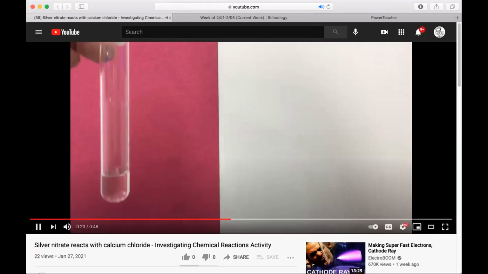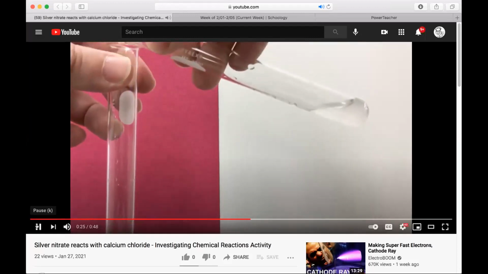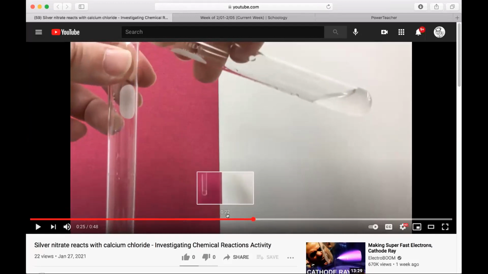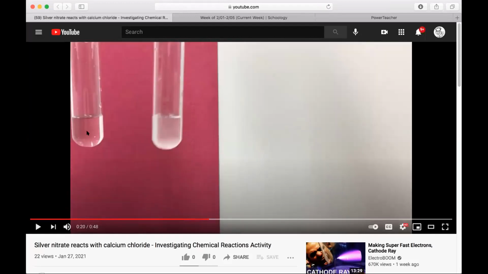So what these two chemicals were: this one has silver nitrate in it, and the silver nitrate in this water is a solution. So there's silver ions and nitrate ions that are separate ions, and this solution is an aqueous solution. And then there was calcium chloride, and those ions have become separated as well. So you have a solution of aqueous silver nitrate and a solution of aqueous calcium chloride.